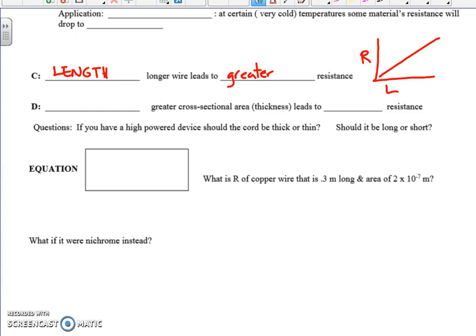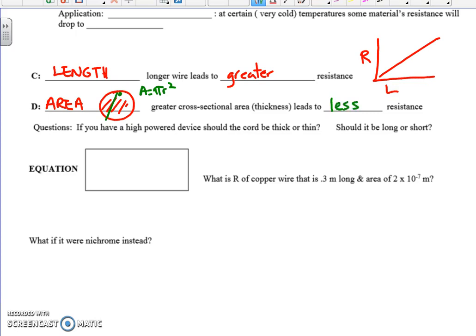The other one is the thickness, and usually we measure thickness as an area, the cross-sectional area. So if I'm looking at a wire on end, this is the area. If this is the diameter right there, d, then our area is going to be pi times r squared, or pi times (d over 2) squared. So thickness and area are related, they're not the same thing. But anyway, the greater the area, the greater the thickness, leads to lower resistance.